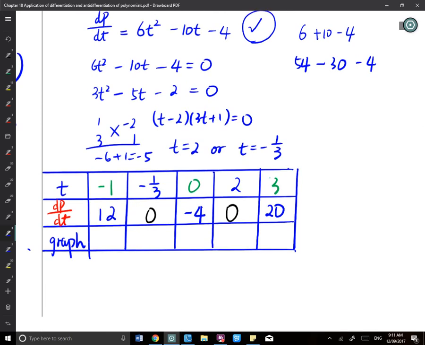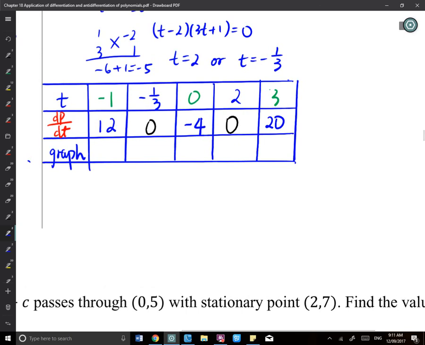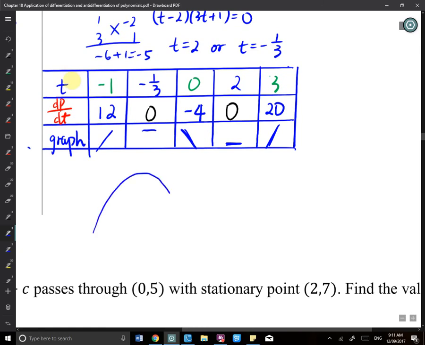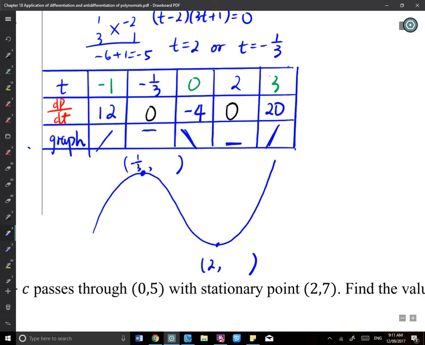Okay, so let's have a look at the shape of the graph. 12 is a positive gradient. 0 is horizontal. Minus 4 is negative, it's decreasing. 20 is positive, it's increasing. 0 is horizontal again. So the shape of the graph is this. This point is negative a third, and that point must be 2 comma something. I need to calculate the y value.